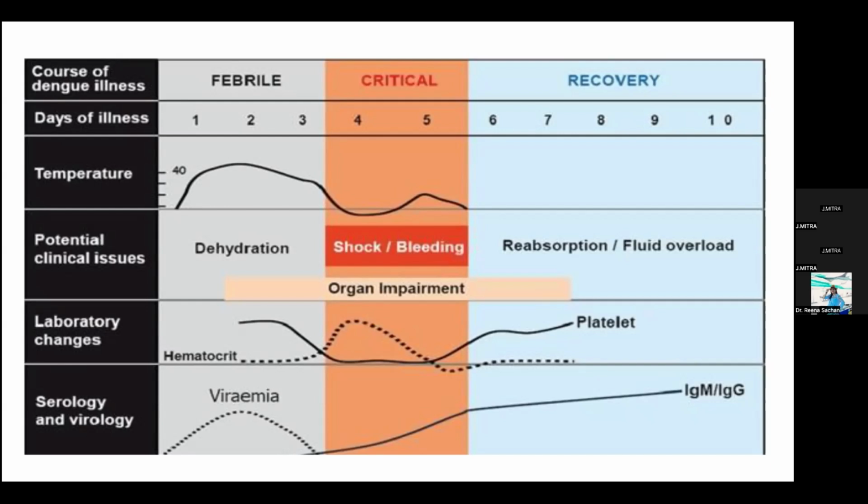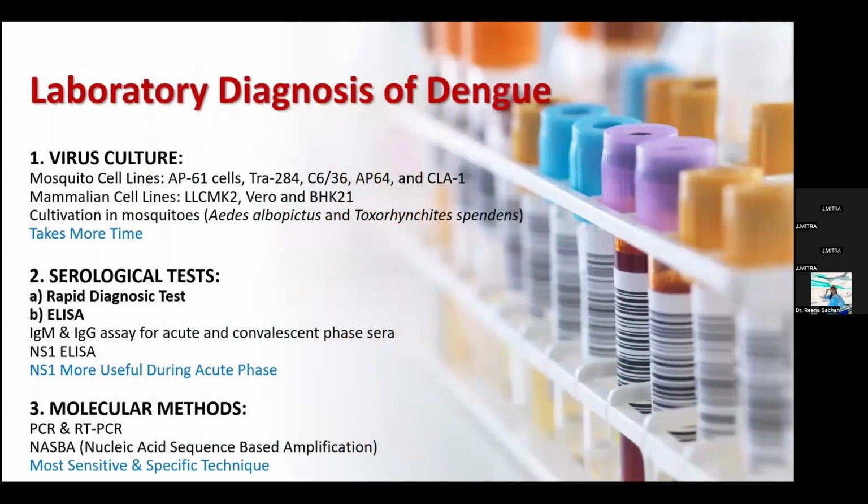Lots of virus is produced in the body, and in the critical phase, after 5 days, there is a rise of IgM antibodies, and slowly that progresses after 10 to 14 days into IgG antibodies. So laboratory diagnosis of dengue basically lies on 3 lines: virus culture, serological tests, and molecular methods. Among virus culture, different mosquito cell lines and mammalian cell lines are used.